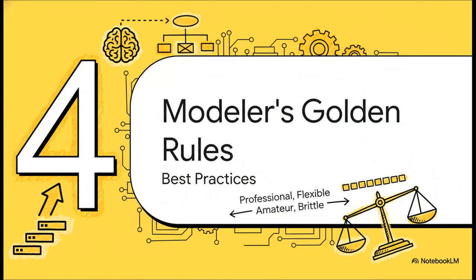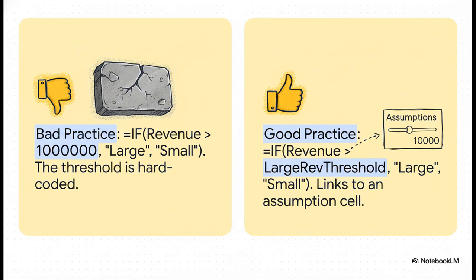So we've covered the how, but let's finish up with how to do it right. These are the best practices that really separate a professional, flexible model from one that's amateur and brittle. And this brings us to what is probably the single most important rule. Never, ever hard code your numbers directly into a formula. Instead of typing a number like 1 million, link to a dedicated assumption cell. Why? Because this gives you control. It lets you change the threshold in one single place and have the entire model update automatically. Trust me, this is the hallmark of a professional model.